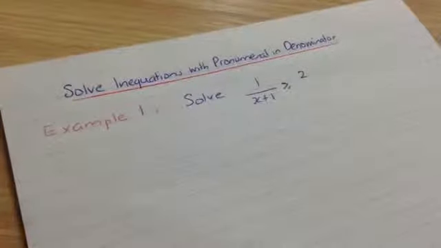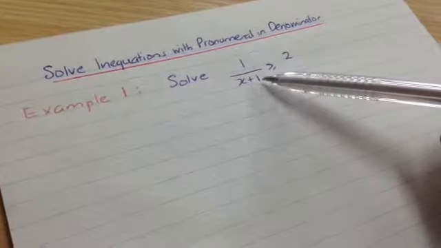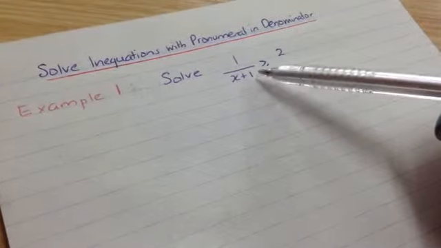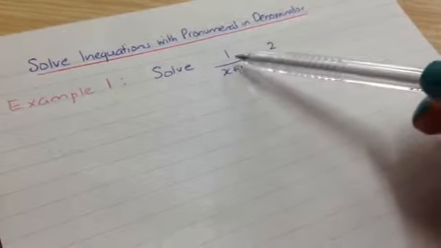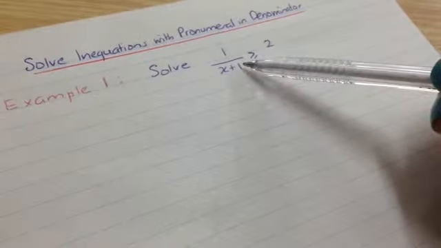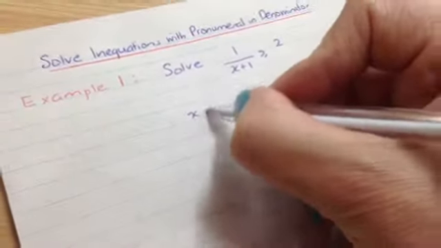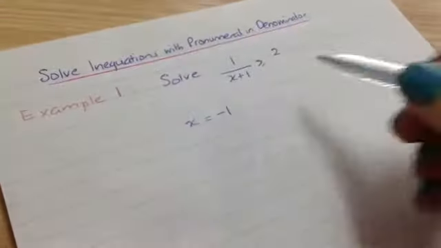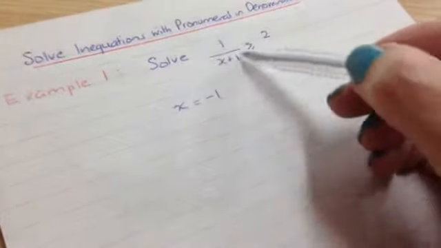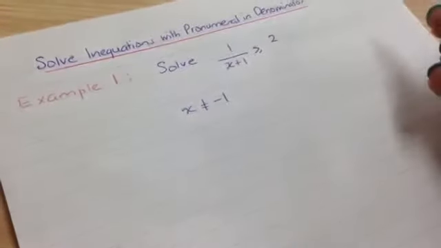When you have inequations with a pronumeral in the denominator, you have to solve it this way. The first thing you do is look at the denominator and write down the value of x that will make the denominator go to 0. The value of x in this case will be -1. x equals -1 will make that go to 0. If that goes to 0, then 1 over 0 is undefined. So x cannot equal -1.